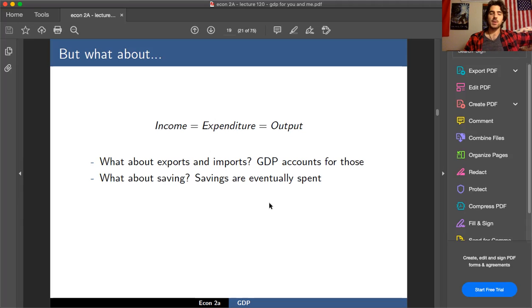Ironically, it's better for you in the short term, but worse for the economy in the long term, because it's just going to make whatever depression is present last longer and longer and longer. So if you save money that's not circulating in the economy, it's not being included in GDP, but will eventually. Savings are eventually spent. People eventually spend that money.